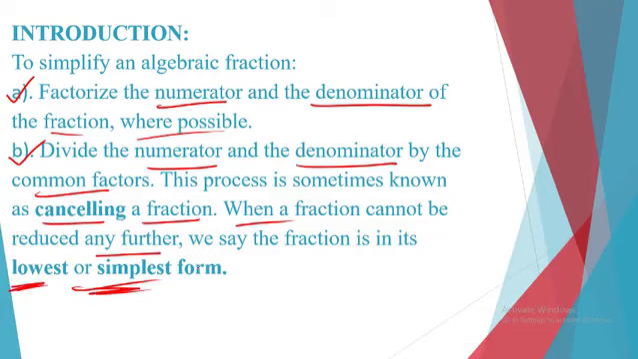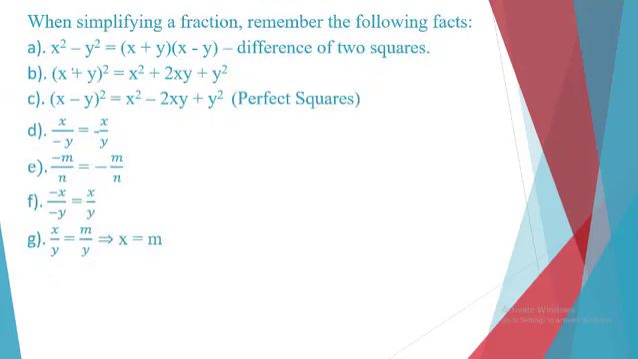Then let us look at some things you need to bear in mind while solving algebraic fractions. When simplifying a fraction, you must remember the following facts. The first thing you need to remember is that x squared minus y squared is equal to x plus y into x minus y. If you expand this bracket again, you still have x squared minus y squared. So bear it in mind that x squared minus y squared is equal to x plus y into x minus y.